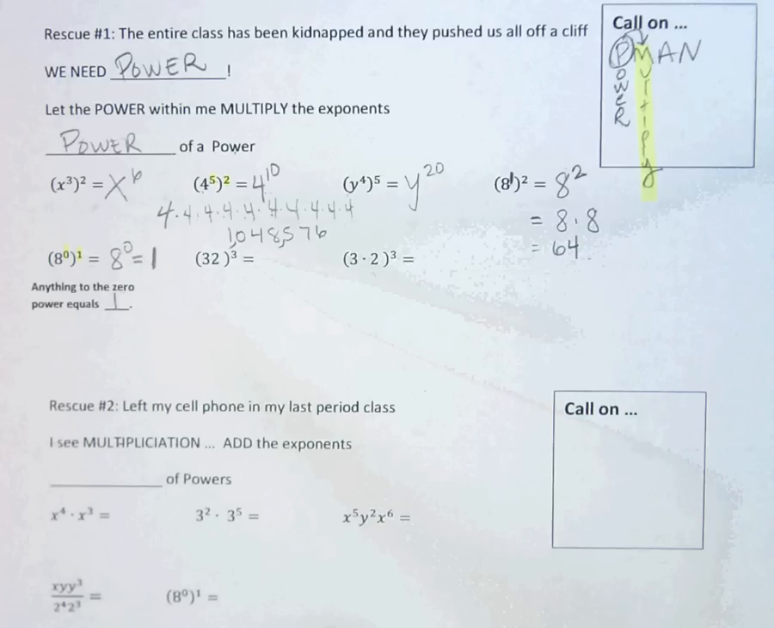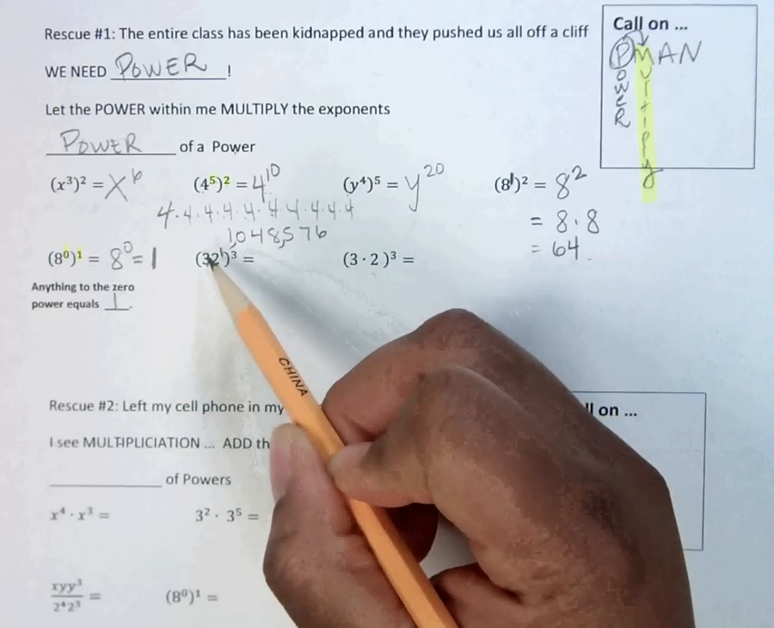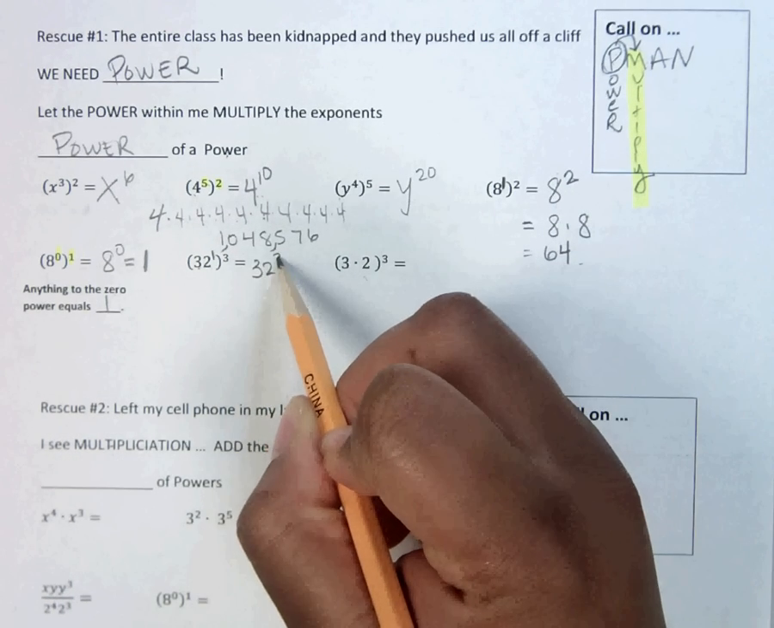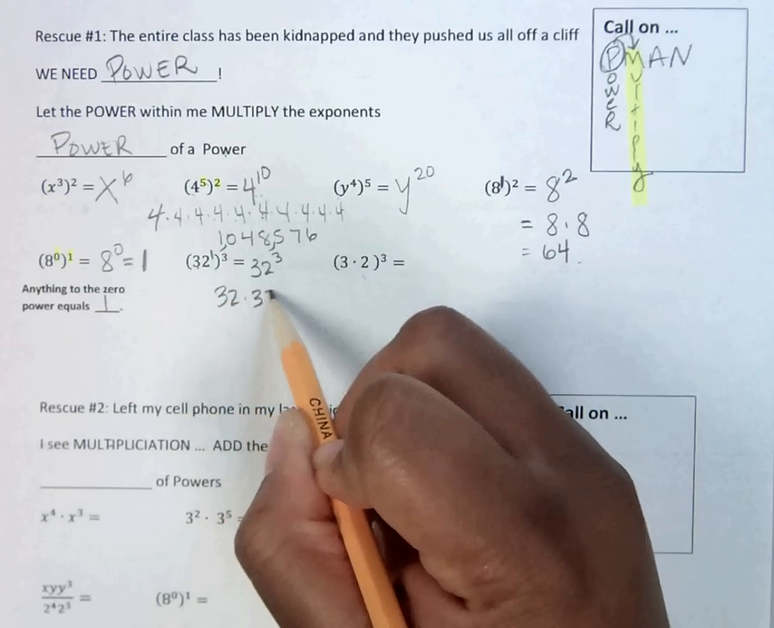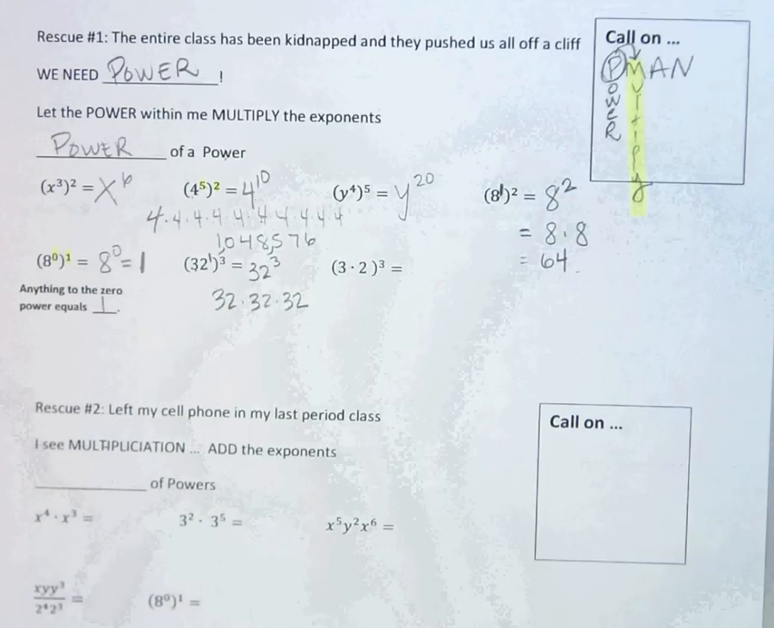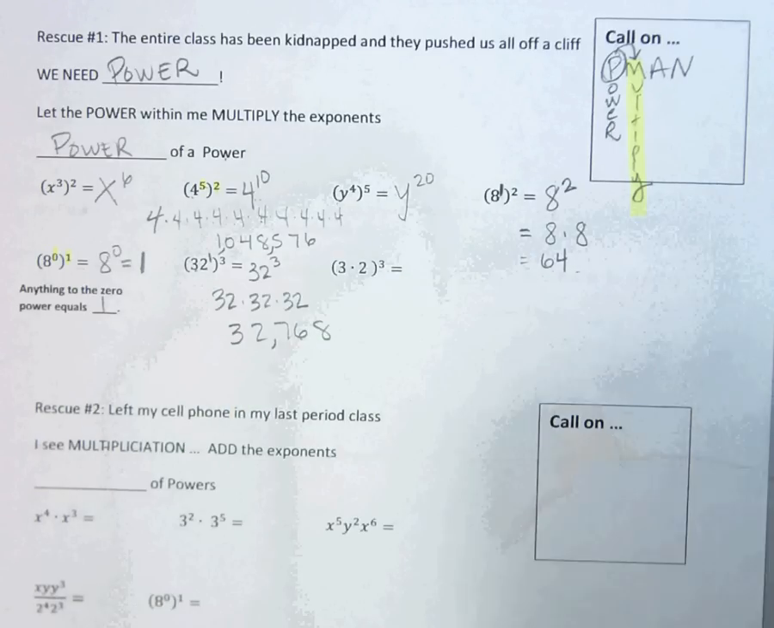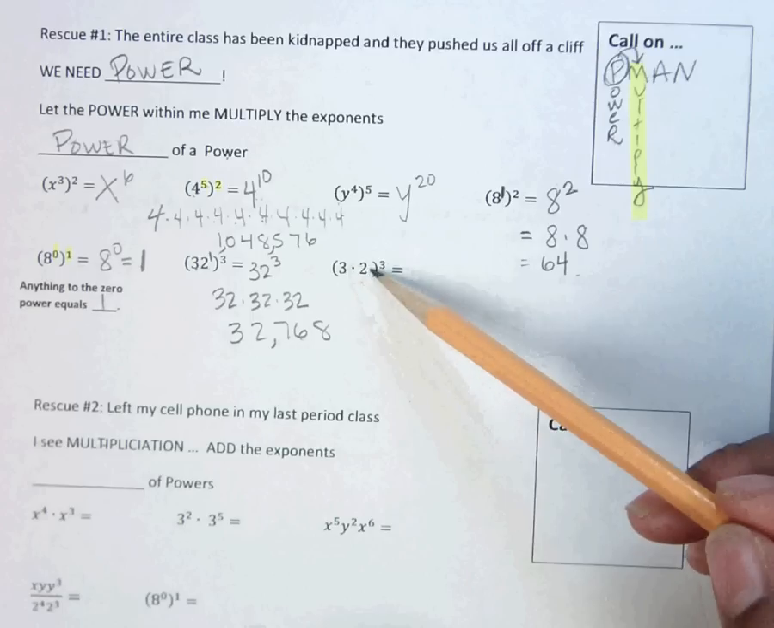Okay, now we're going to do this one. 32 raised to the 1st power, because we're talking about 32. So then that's going to become 32 cubed, which means we're multiplying 32 3 times, which is a big number. 32,768.